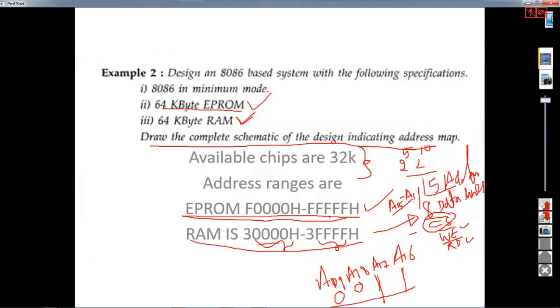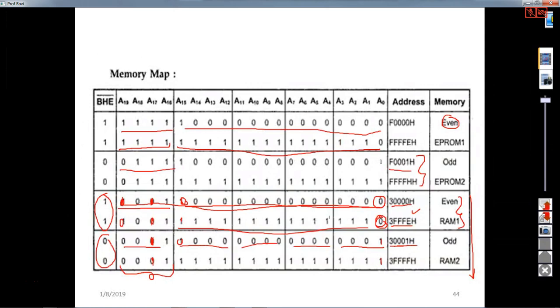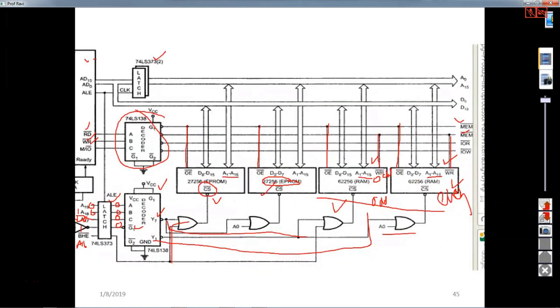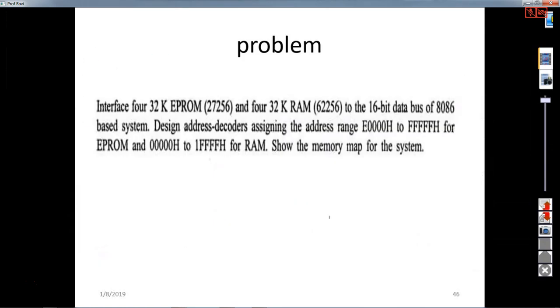So this is the problem, where you are interfacing memories like EEPROM and dynamic RAM both to 8086 processors. This is one example, and this is how it is mapped. So now let us take one more problem. Interface four 32K EEPROMs and four 32K RAMs to the 16-bit data bus of an 8086 based system. Design address decoders, assigning the address range E000.